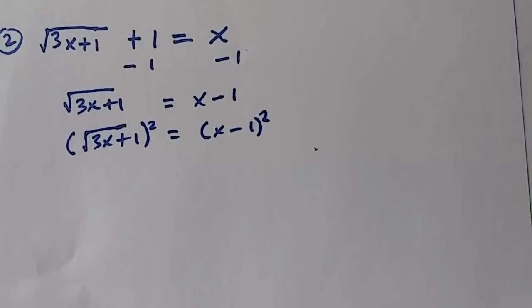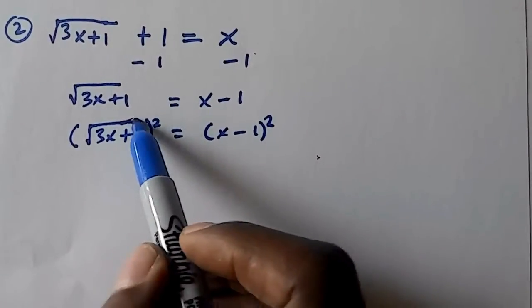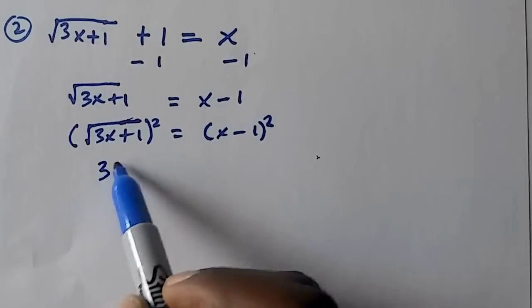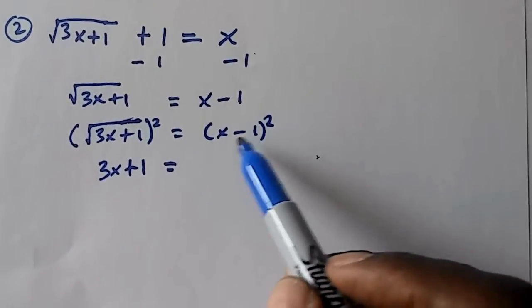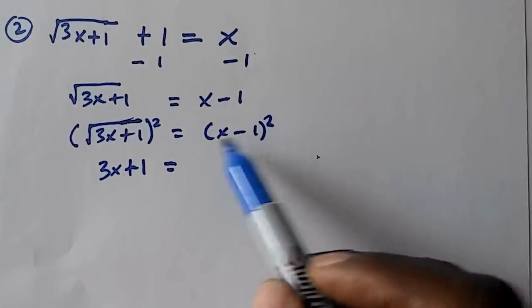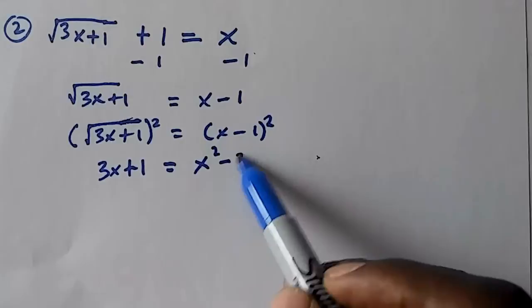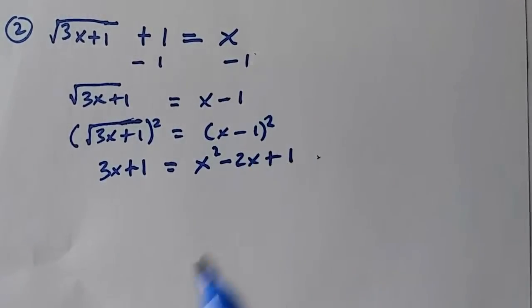These inverse operations will cancel out. Square root and square cancel out. So 3x plus 1 equals, now we're going to do the binomial expansion, which is just x squared minus 2x plus 1. That's the binomial expansion of that.